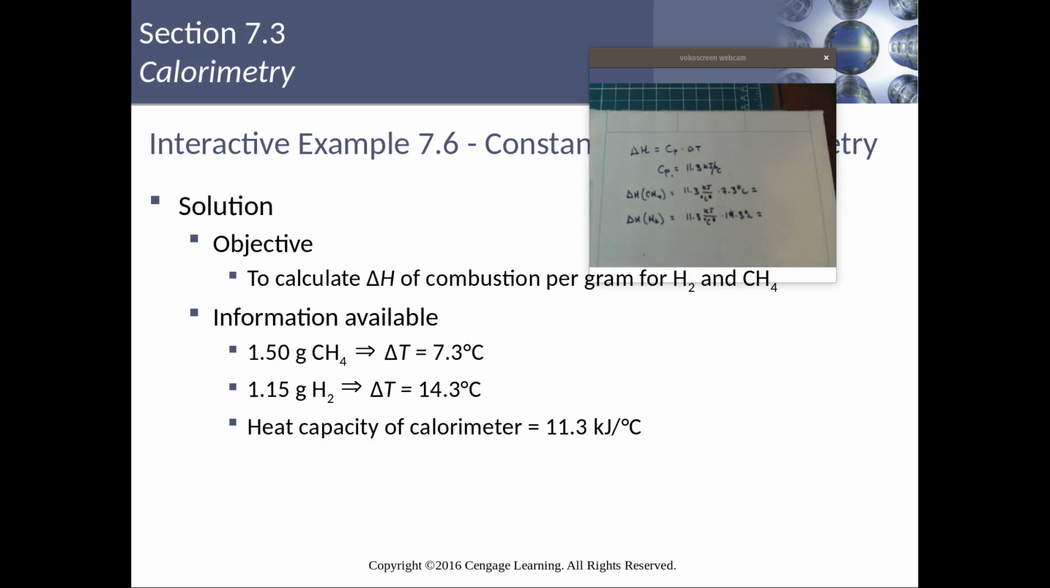Where's my calculator? Oh, there's my calculator. So my vintage 1985 calculator here that still runs probably on the same set of batteries.